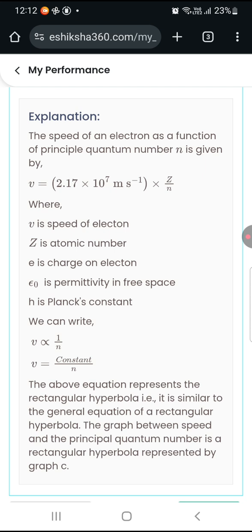We can write V proportional to 1 by n, V equals constant by n. The above equation represents a rectangular hyperbola, that is, it is similar to the general equation of a rectangular hyperbola. The graph between speed and principal quantum number is a rectangular hyperbola, represented by graph C.